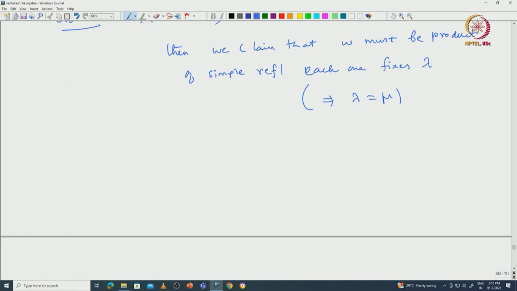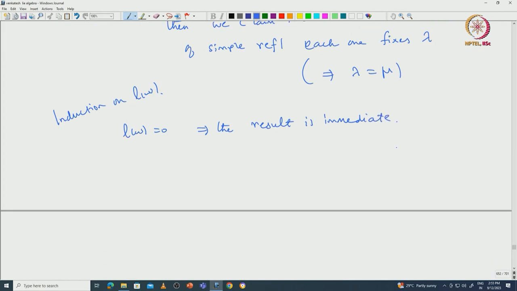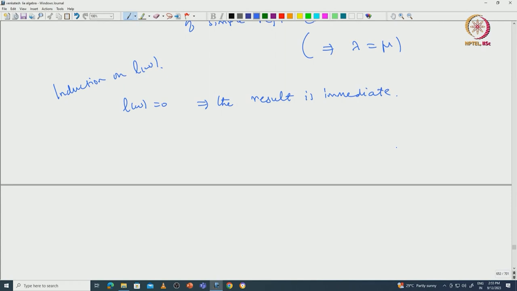So how does one prove this? One can use induction on the length of W. Now if the length of W is 0, then there is nothing to prove, the result is immediate. So now let us assume the result is true for lengths up to k. Then let us prove it for the next length.